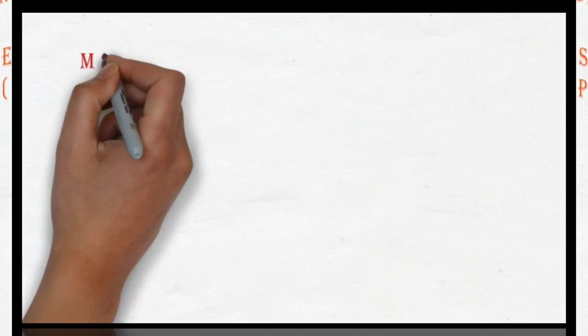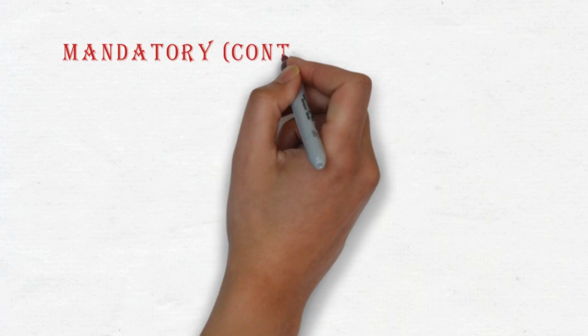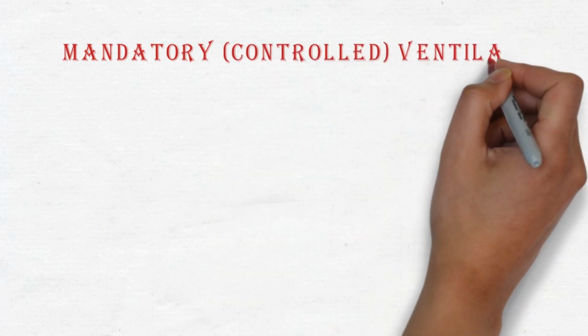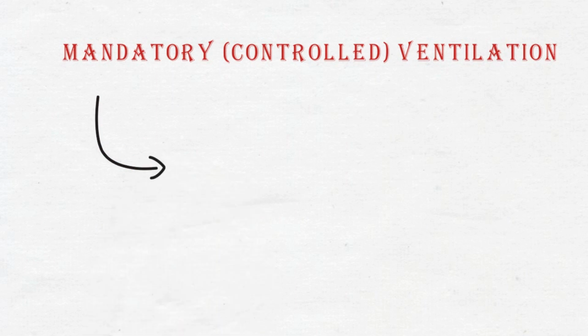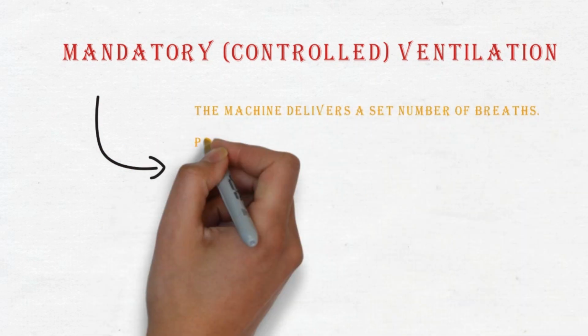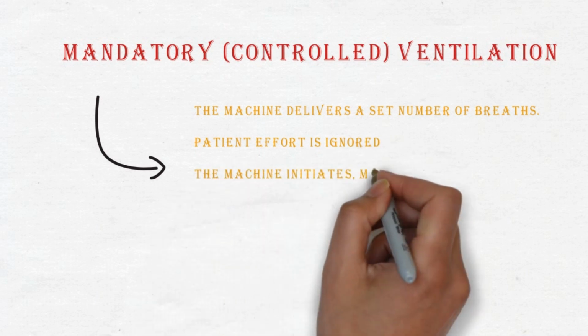So let's see the mandatory, that is the controlled ventilation, in which the machine delivers a set number of breaths to the patient and the patient effort is ignored over here. The machine initiates, maintains and terminates each breath.